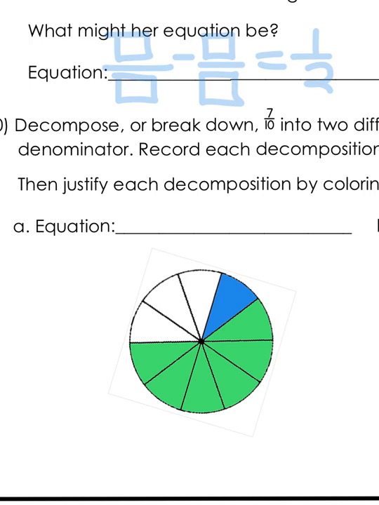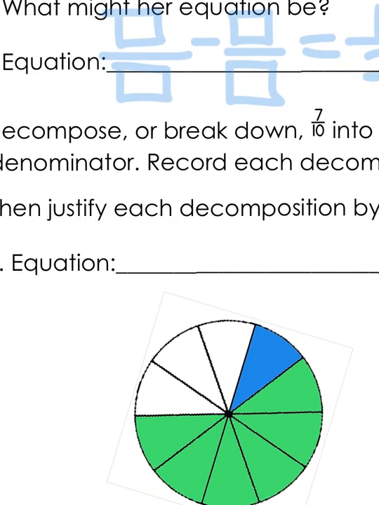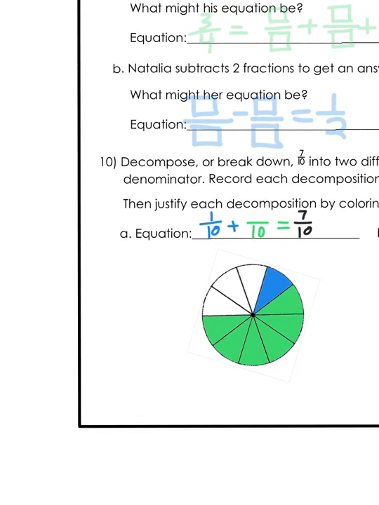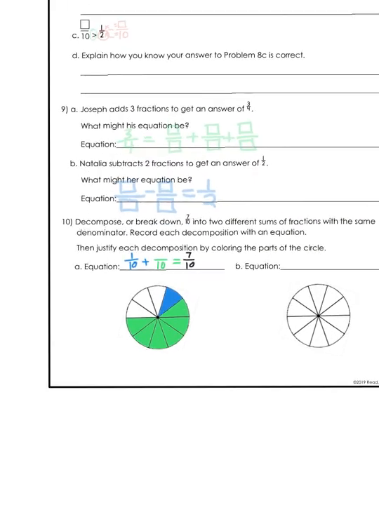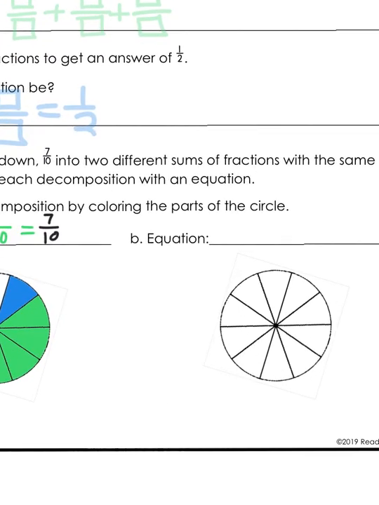Now, one of those fractions is 1 blue tenth. Oops, let's use the right color here. 1/10 plus another group of tenths, and that gives us 7/10. So your job is to figure out how many other tenths I have to add to 1/10, which was in blue, to give us a total of 7/10. And then I would go about creating a different equation.